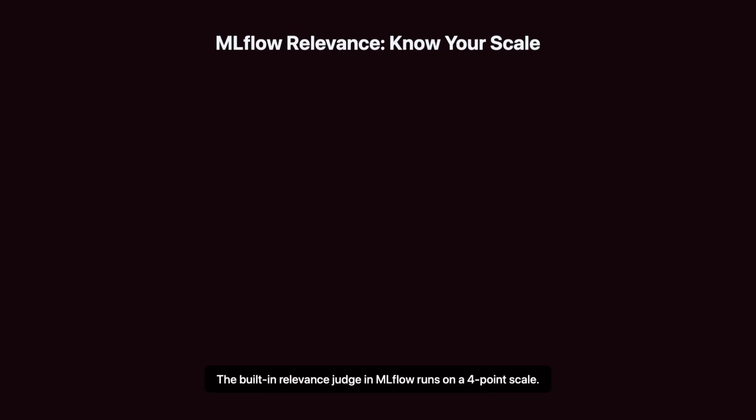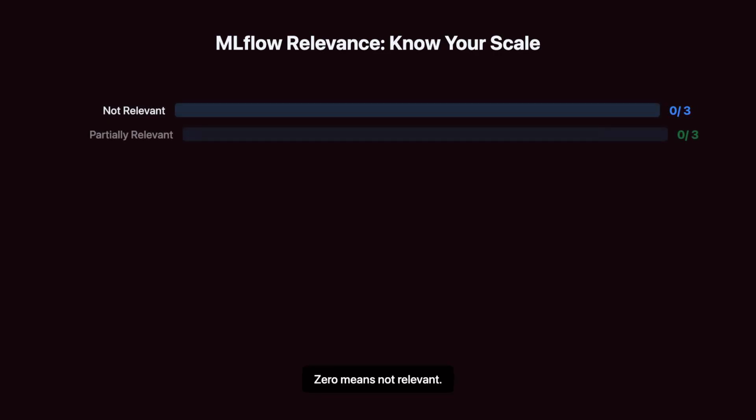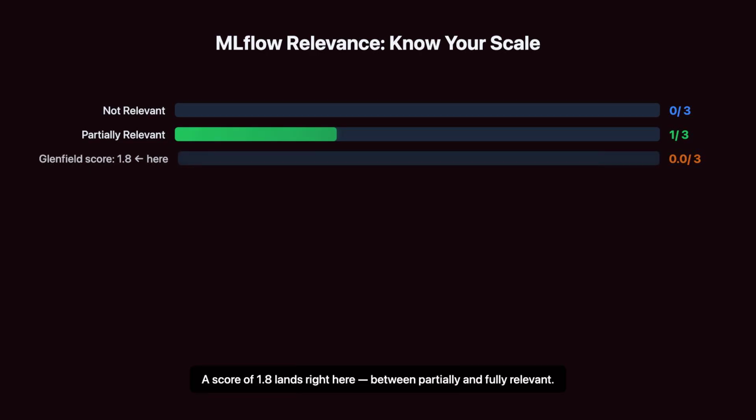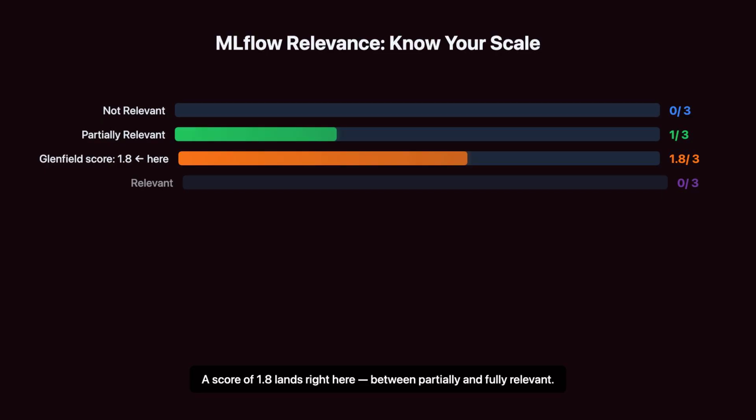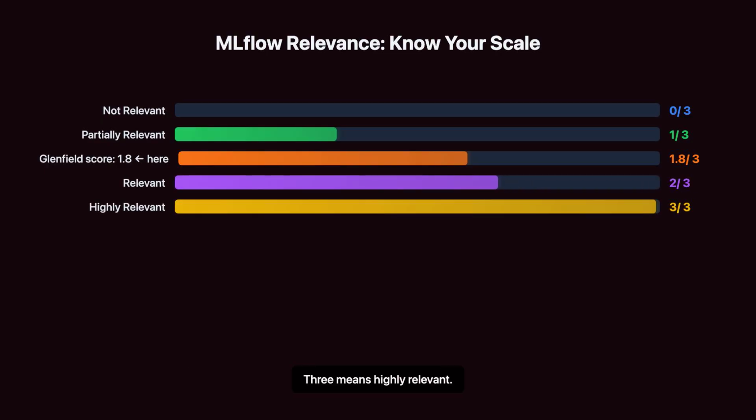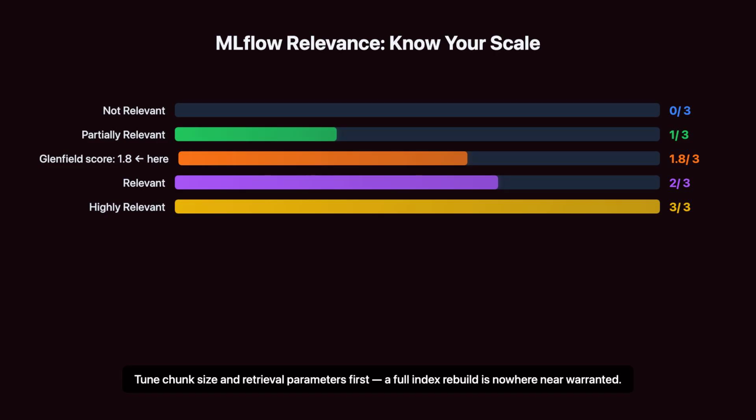The built-in relevance judge in MLflow runs on a 4-point scale. 0 means not relevant, 1 means partially relevant. A score of 1.8 lands right here, between partially and fully relevant. 2 means relevant, 3 means highly relevant. That puts 1.8 in moderate territory, not disaster. The colleague's panic assumes a 10-point scale that doesn't exist, and that 2.5 threshold? Completely made up. Tune chunk size and retrieval parameters first. A full index rebuild is nowhere near warranted.